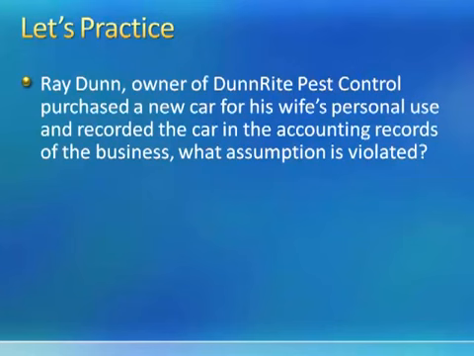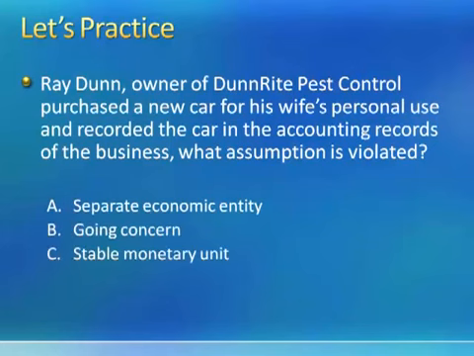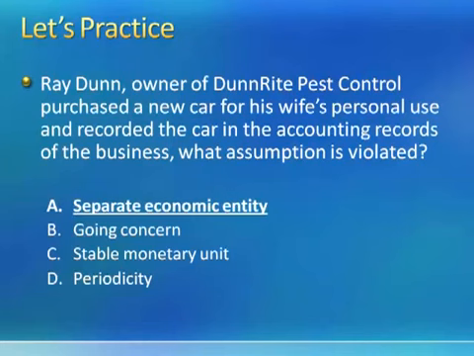What assumption is violated? Separate economic entity, going concern, stable monetary unit, or periodicity? We just defined each of these assumptions in the previous question, and we know that separate economic entity indicates that the affairs of the owner should be separate from the affairs of the business. So by reporting the personal vehicle in the business records, we're violating the separate economic entity assumption.